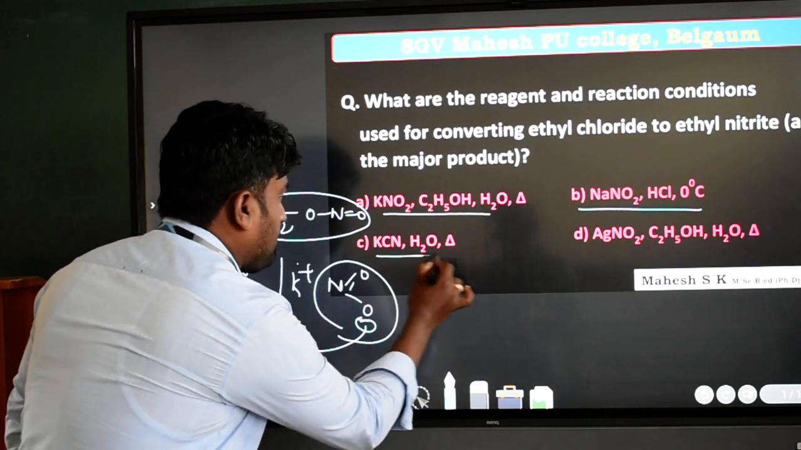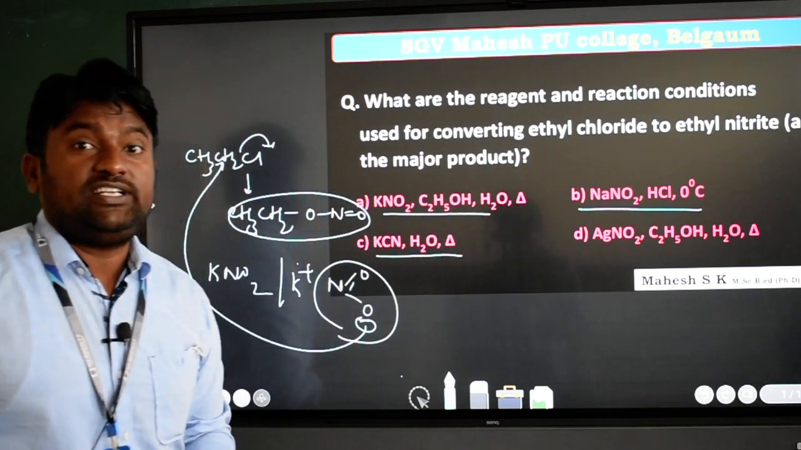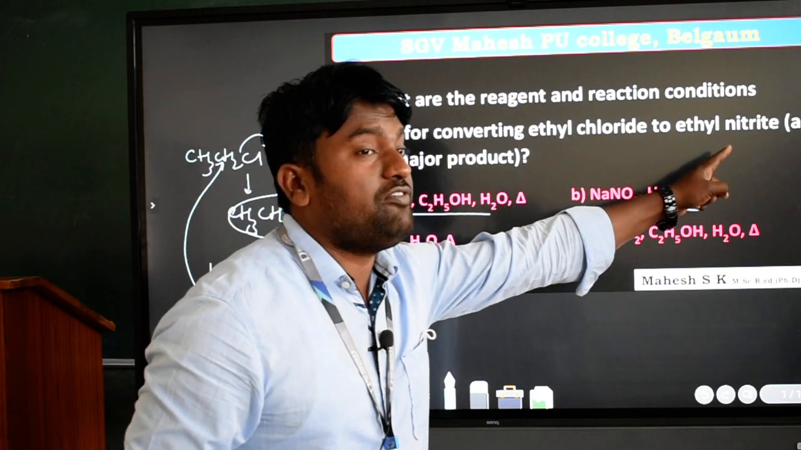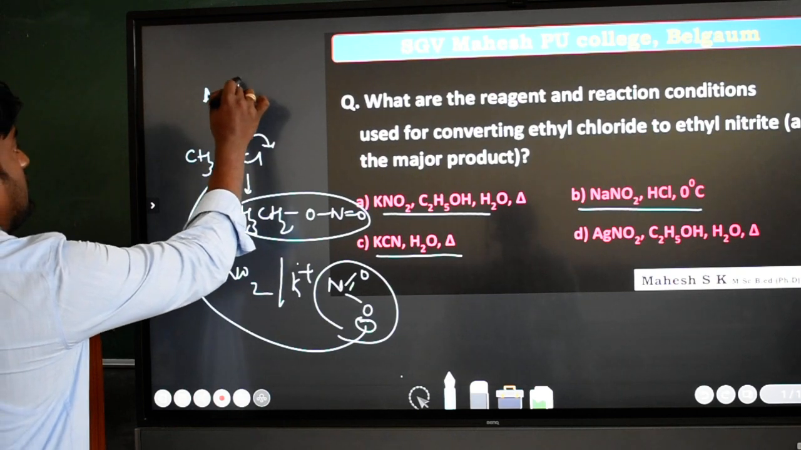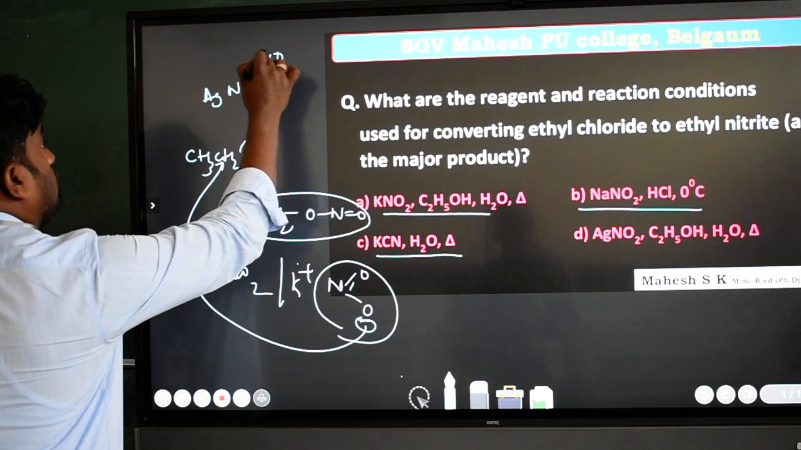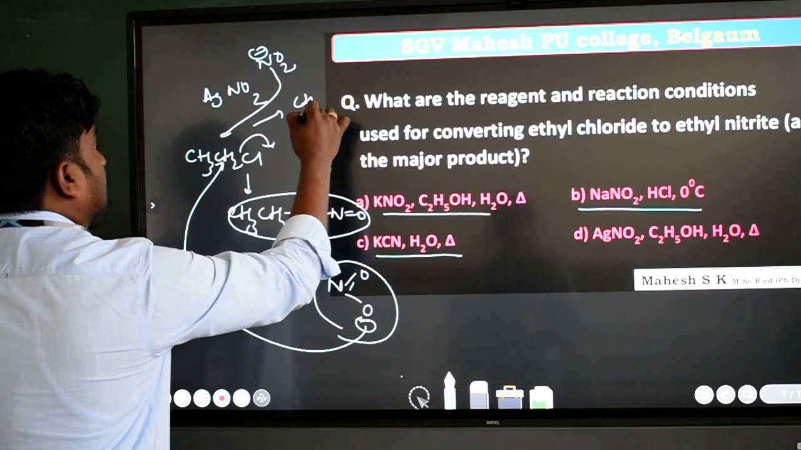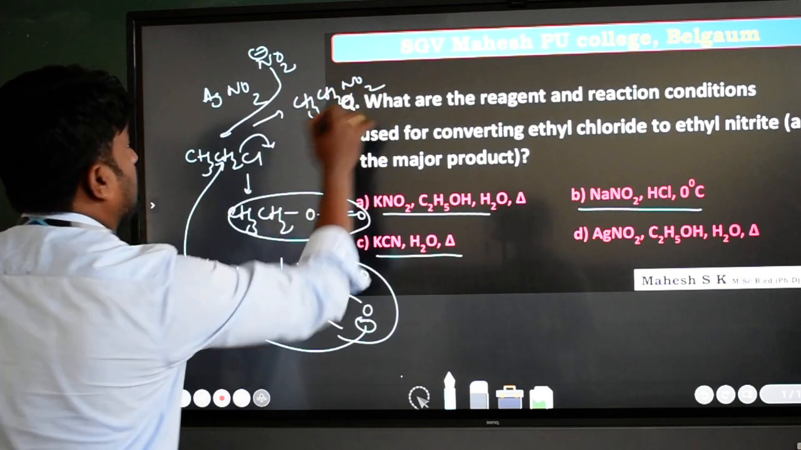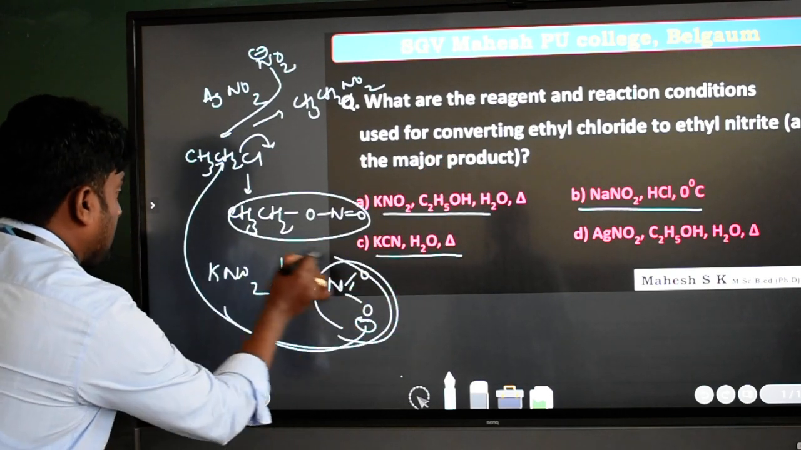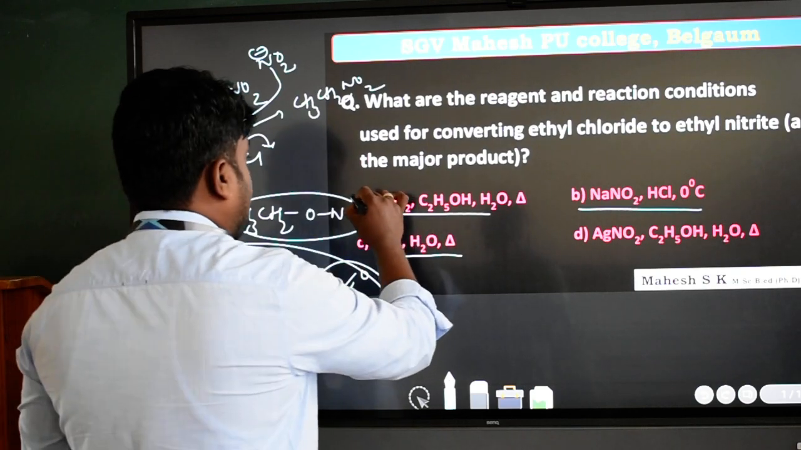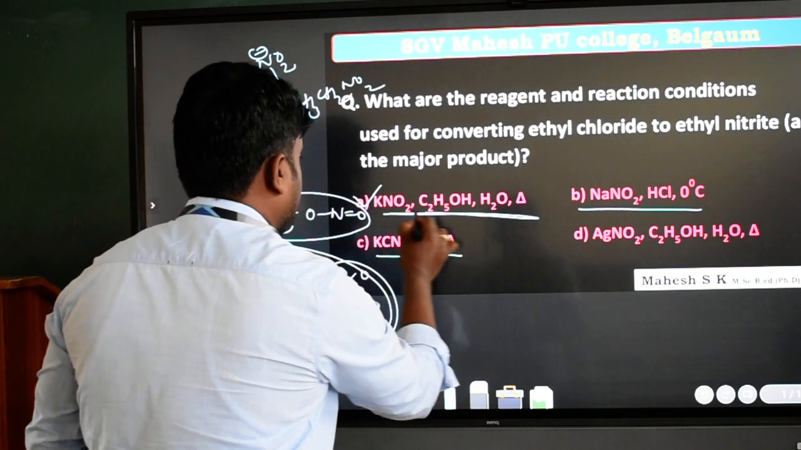Then the next one is potassium cyanide. So you will get ethyl nitrile, but here ethyl nitrite we want. The next one is silver nitrite, AgNO2, which is covalent in nature. So if the NO2 minus attacks here, then you will get the product CH3CH2NO2, that is nitroethane. So here they have asked ethyl nitrite, so we have to use potassium nitrite with ethyl alcohol and water. The first option is correct.